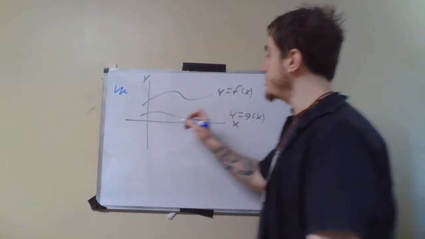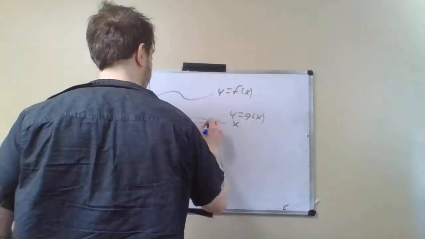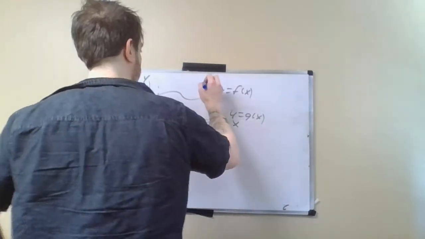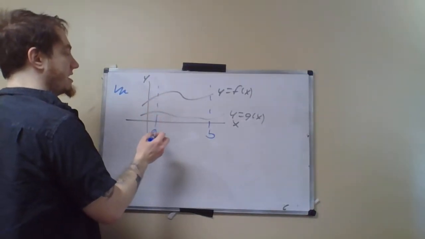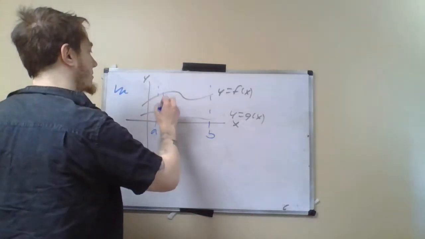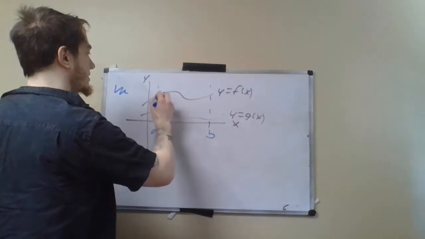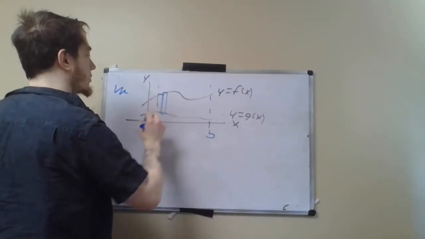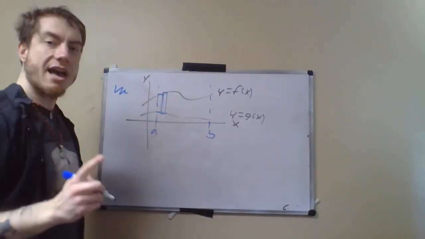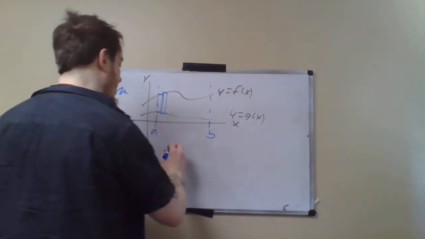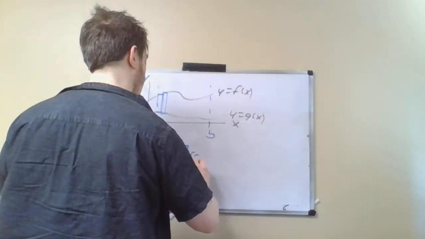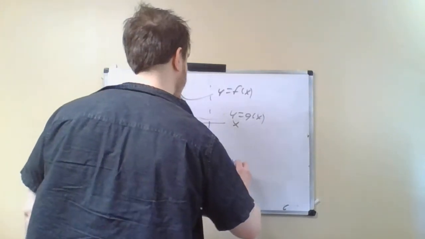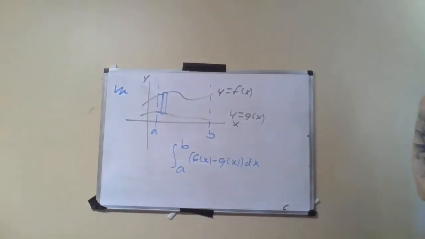If I have a region like this, and I'm going from A up to B, the way that we found this is we approximate it by splitting it up using these vertical rectangles. When I do that, I get a Riemann sum, and in the limit, it becomes the integral from A up to B of f of x minus g of x dx. Okay, that's everything we did.